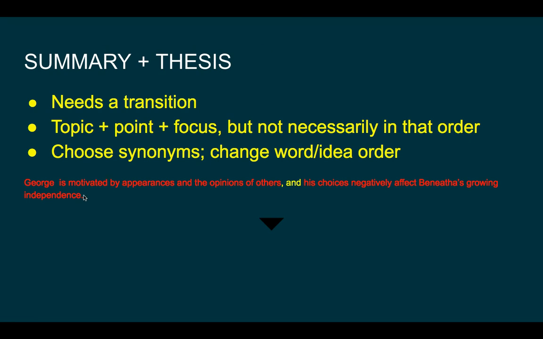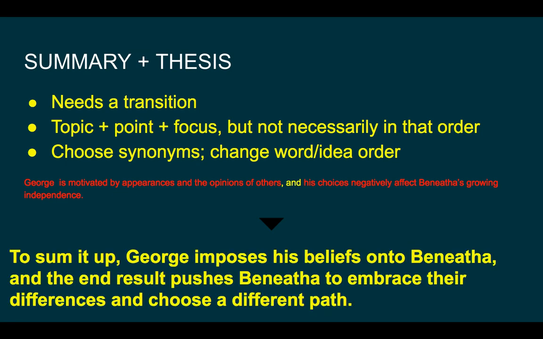What you need to do is you need a transition. You need the topic and the point and the focus, but not necessarily in that same order. Choose some different synonyms, changing the words and the ideas in a different order. Here's what I've come up with to sum it up. So first I had, George is motivated by appearances and the opinions of others, and his choices negatively affect Beneatha's growing independence. To sum it up, George imposes his beliefs on Beneatha, and the end result pushes Beneatha to embrace their differences and choose a different path.